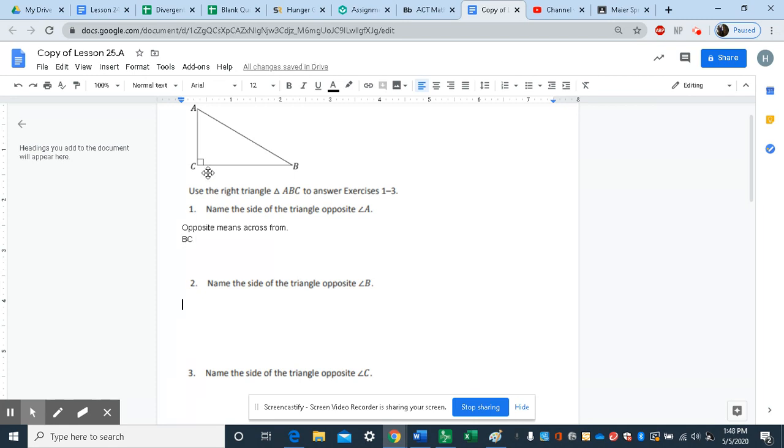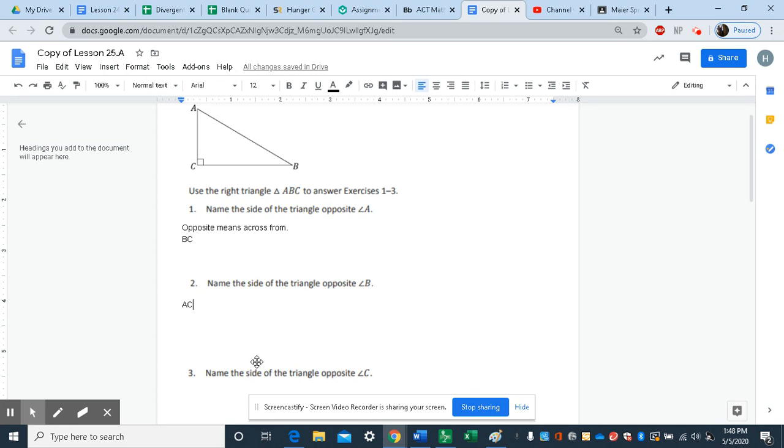Now we come down to question 2. Name the side of the triangle opposite to angle B. Again, our first step is to locate the angle. Our angle is in the bottom right. Now we're going to go across the triangle to the side that's opposite angle B, and we see that that side is AC.